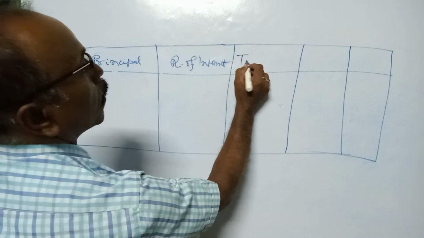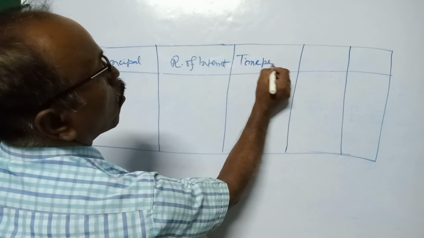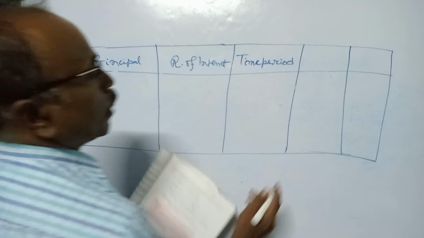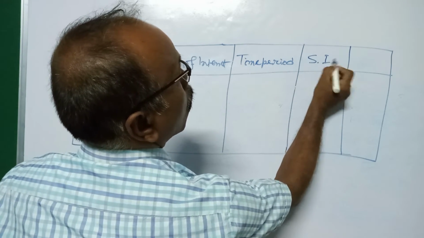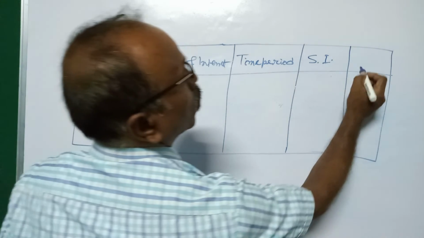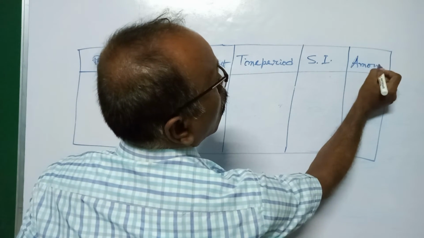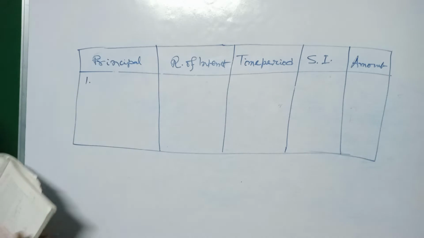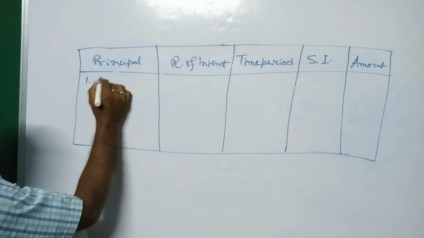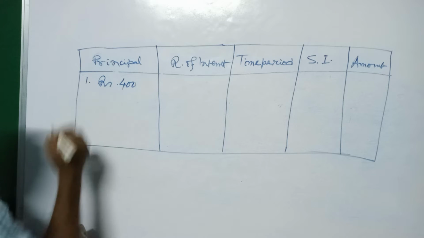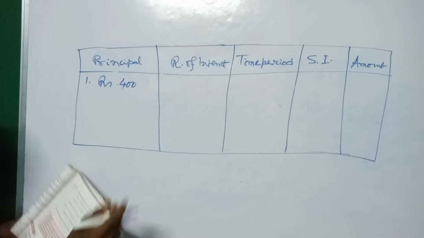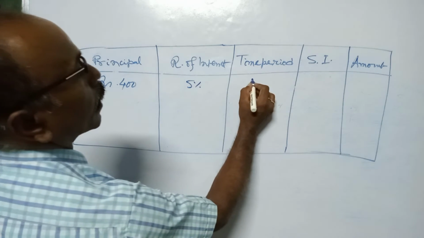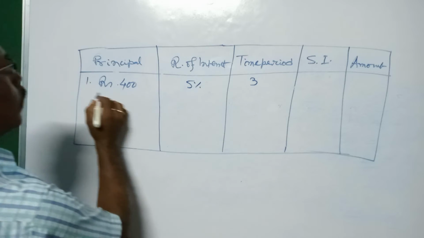Time period, simple interest, and amount. My dear student, first problem: principal is rupees 400. Am I clear? Rate of interest 5% and 3 years. Time period is 3 years.